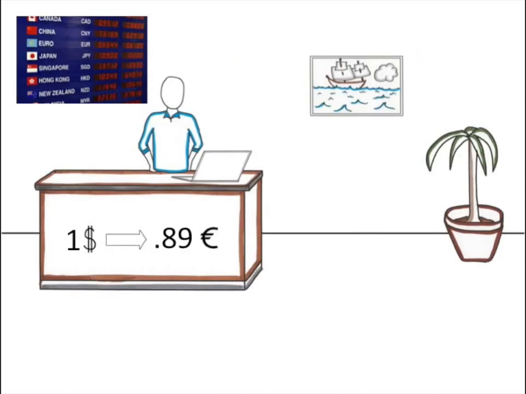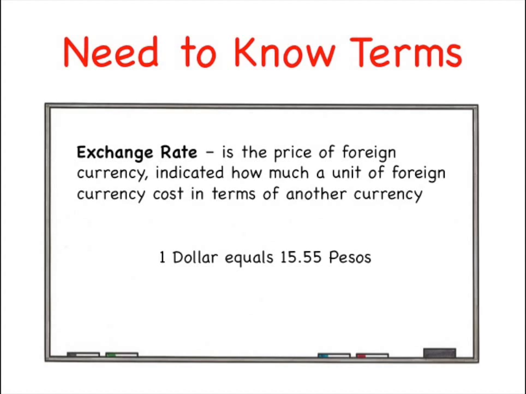Have you ever tried to exchange one currency for another? Perhaps you've seen exchange rates displayed on a sign at a bank or at an airport. If so, you've seen national flags and a lot of confusing numbers. Each of these numbers represents an exchange rate. An exchange rate is the price of foreign currency. This price tells how much a unit of foreign currency costs in terms of another one. For example, the price of a dollar in terms of pesos is about 15.55. This is the exchange rate between the dollar and the peso.